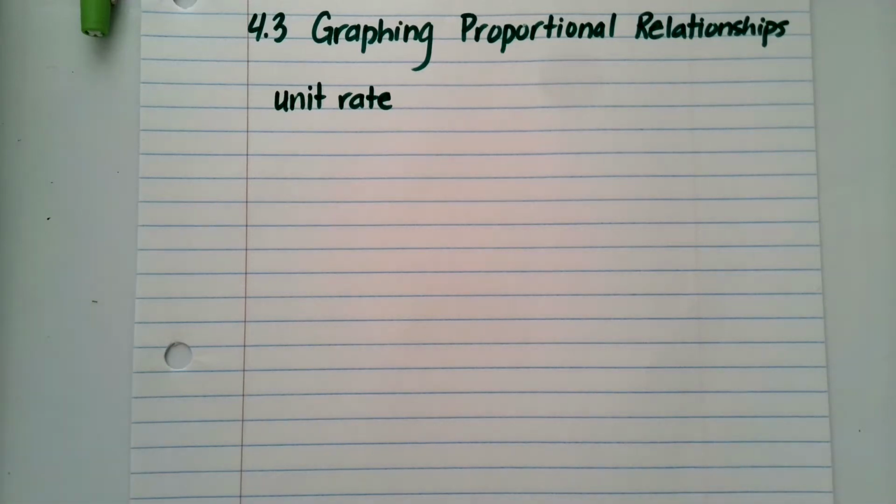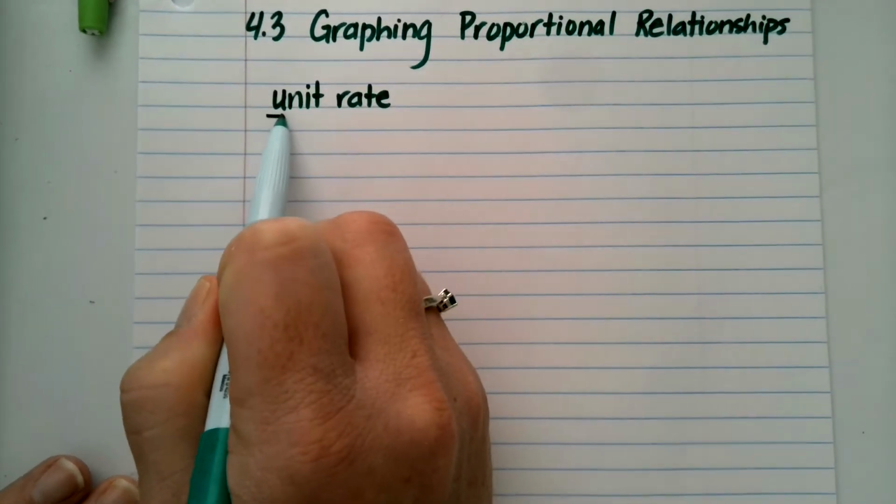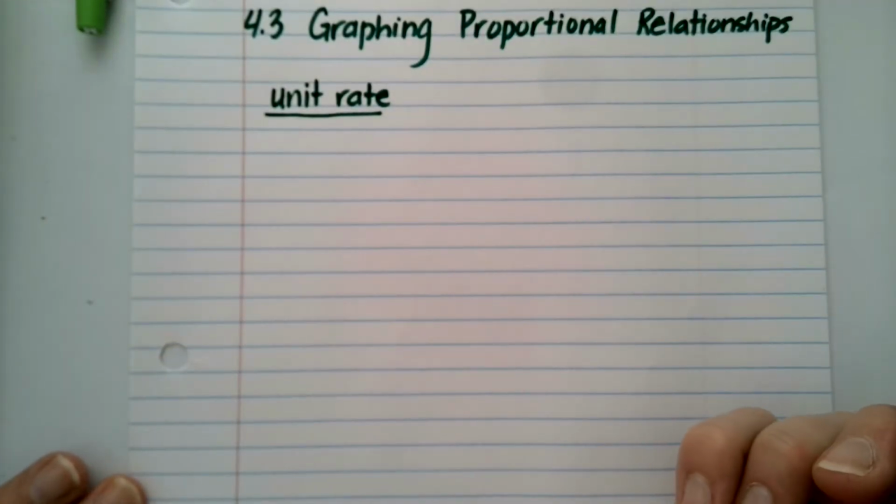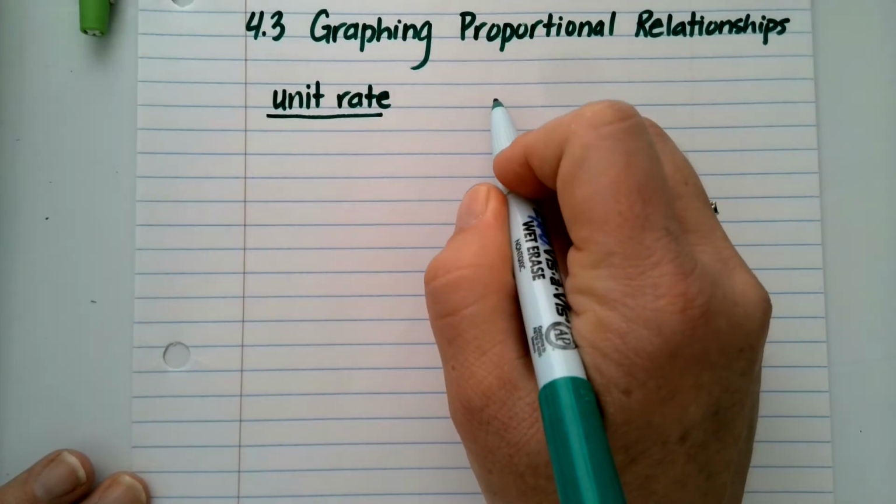And welcome to 4.3 Graphing Proportional Relationships. We're going to be talking about how one thing changes and affects how the other changes.